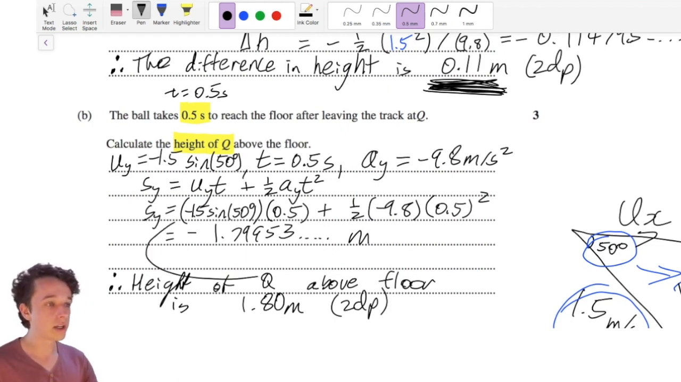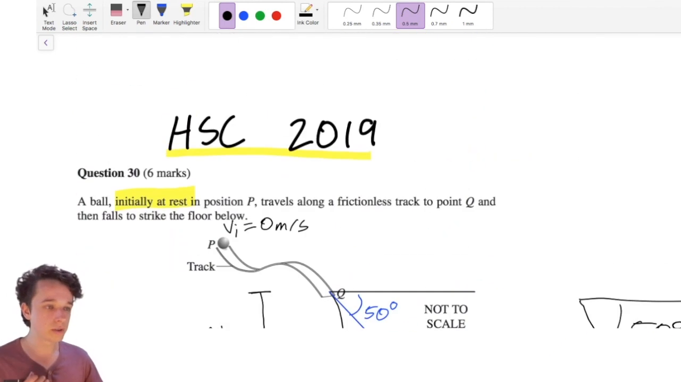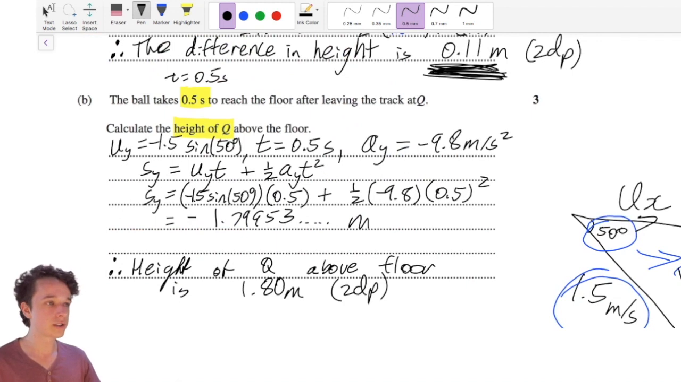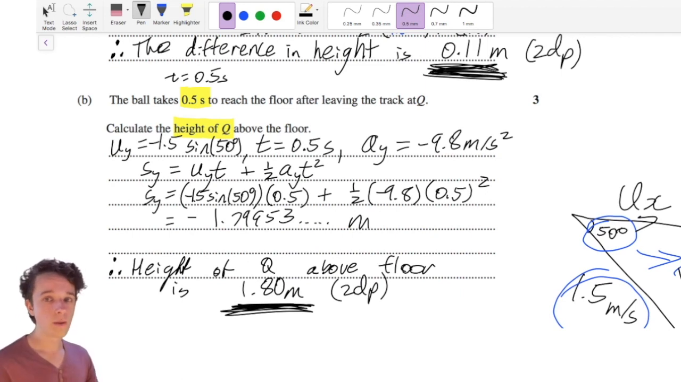And again, we got a negative here because the displacement was downwards. So we were finding the position of the floor with respect to the point Q. The question just asked, calculate the height of Q above the floor, so there's no need for a negative. That's why I just left it as a positive here: positive 1.80 meters to 2 decimal places. And then again, underline 1.8. Underline that so the markers can give you many, many ticks.